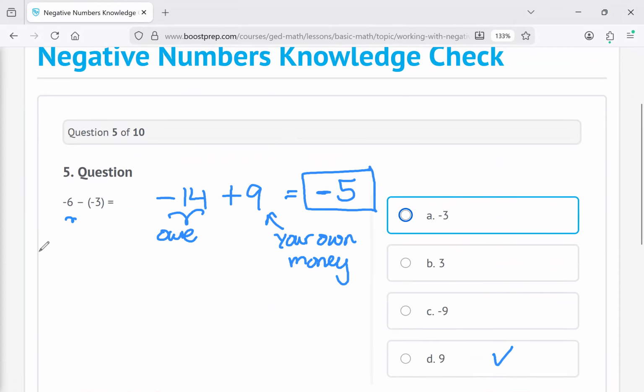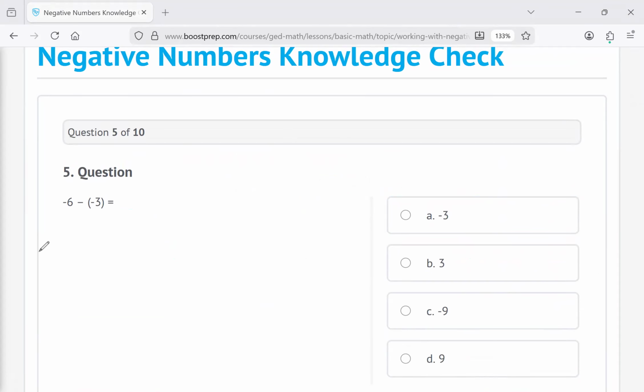Okay, question 5. We have negative 6 minus 3. So this is definitely still adding and subtracting negative numbers. So what is so special about this problem? You have two minuses. So if you go back to your notes, we said that if you have two minuses, or if you have a minus and then a parentheses minus, it becomes a positive. So you can rewrite this as negative 6 plus 3.